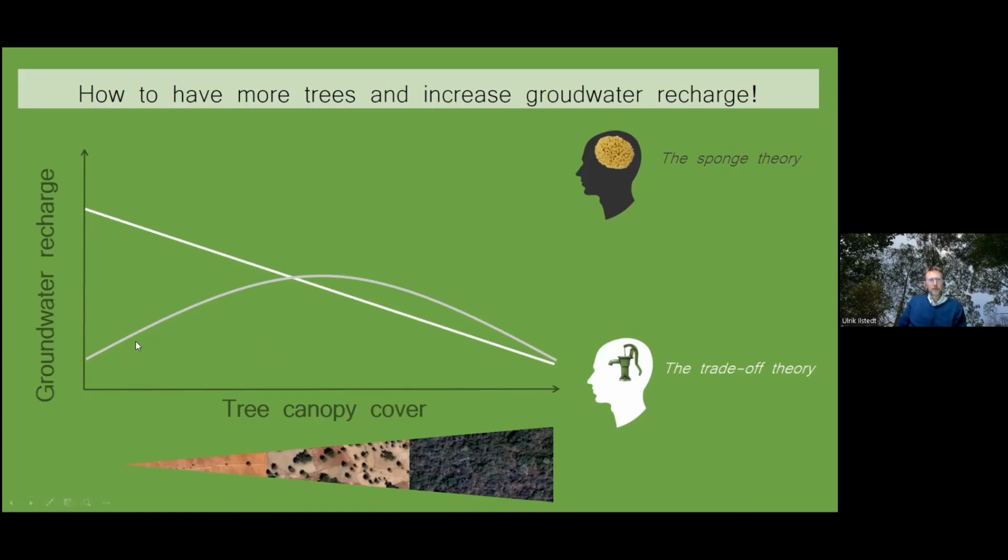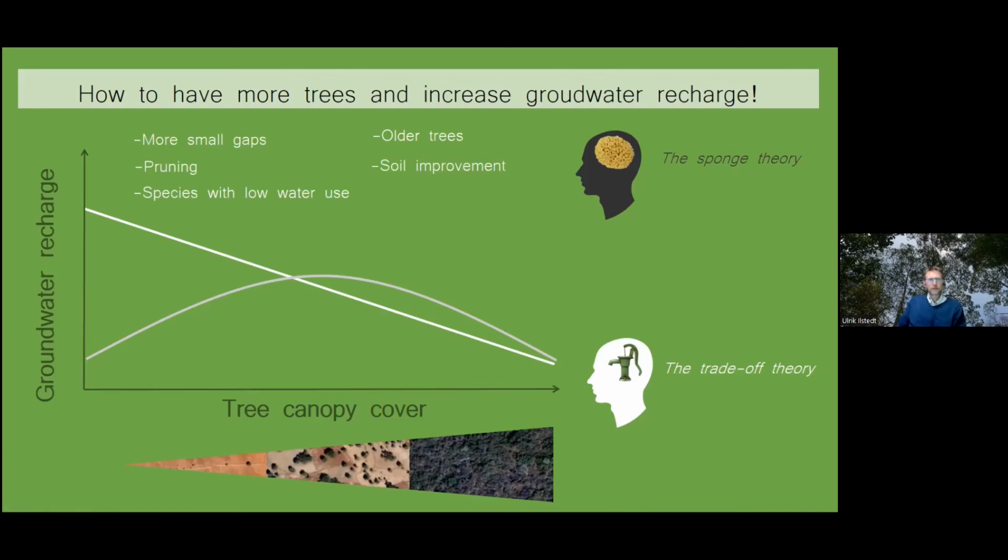But many soils, these alphisols, ultisols, that are prone to soil erosion, then we might have this situation instead, where we have an intermediate tree cover that is the best for the groundwater recharge.